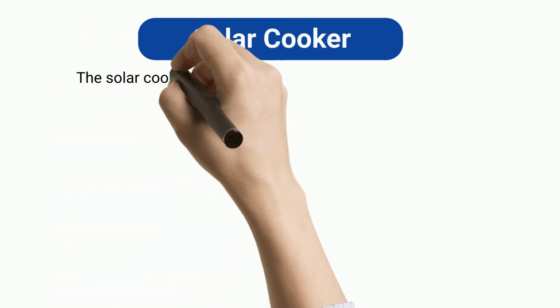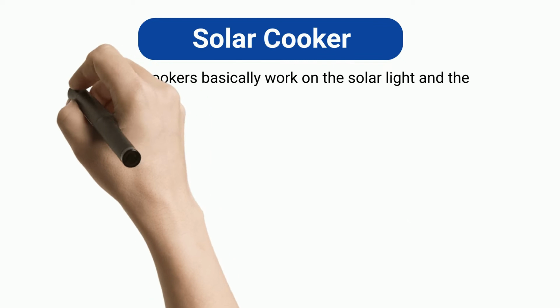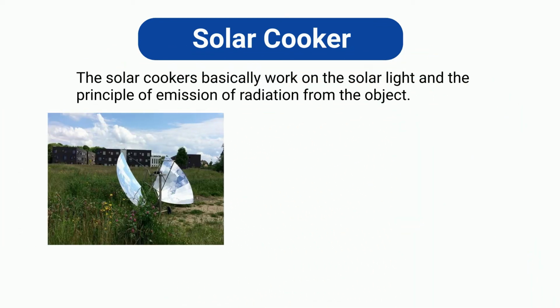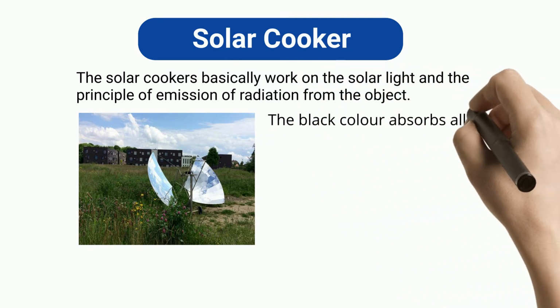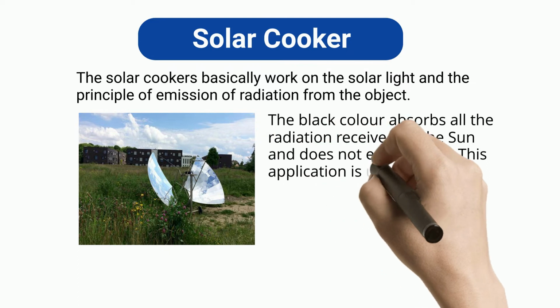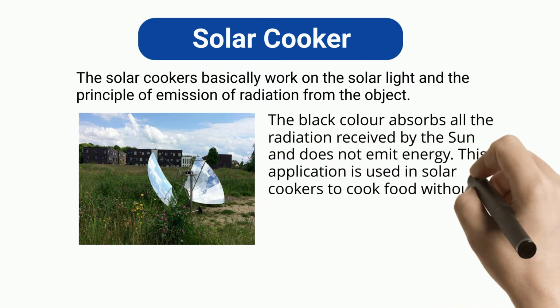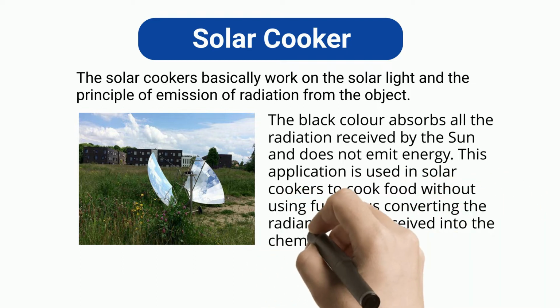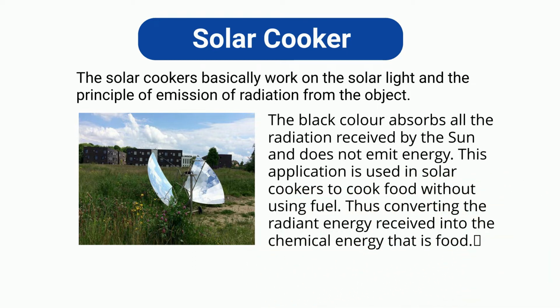Solar cooker. The solar cookers basically work on the solar light and the principle of emission of radiation from the object. The black color absorbs all the radiation received by the sun and does not emit energy. This application is used in solar cookers to cook food without using fuel, thus converting the radiant energy received into the chemical energy that is food.